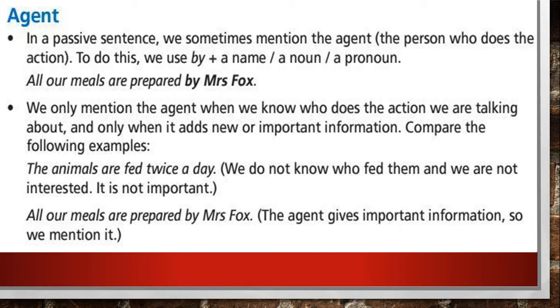The animals are fed twice a day. Here we don't have any agent. We don't know who fed them, and we are not interested. It is not important. So we said "the animals are fed twice a day" because we don't know who fed them. Okay, the other one. All our meals are prepared by Mrs. Fox. The agent gives important information, so we mention it. Here we know who made the meals, so we said at the end of the sentence "by Mrs. Fox." Okay, let's continue.